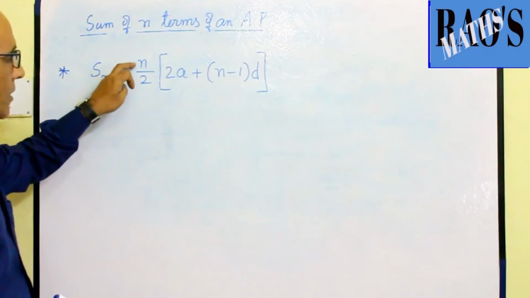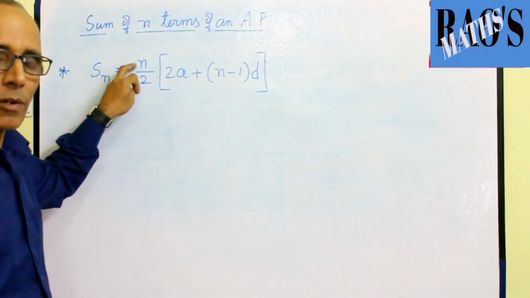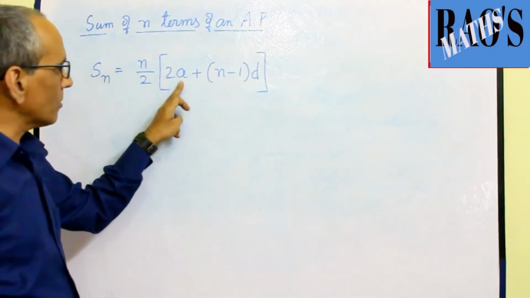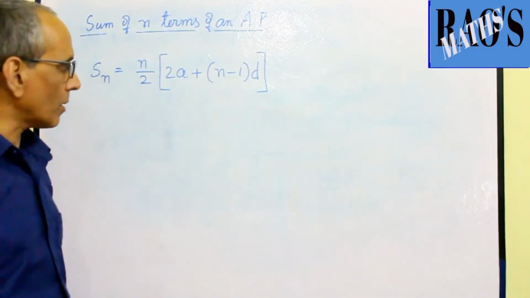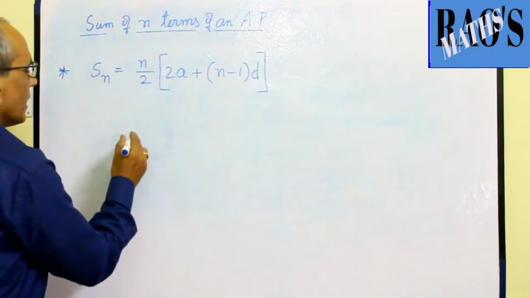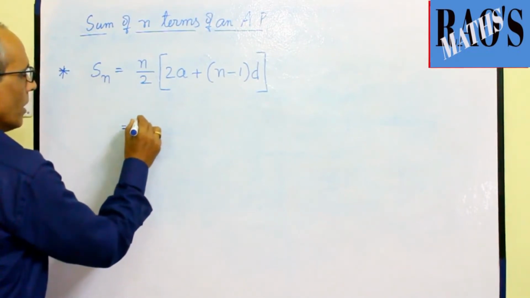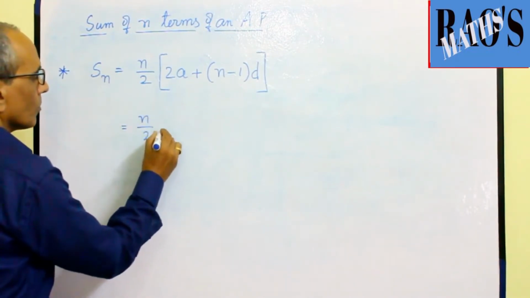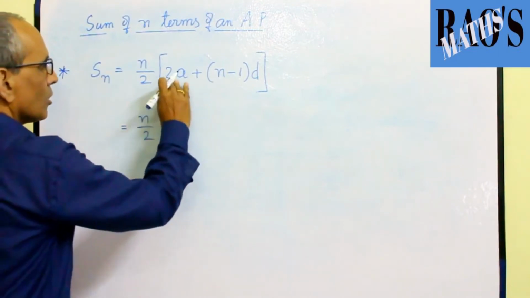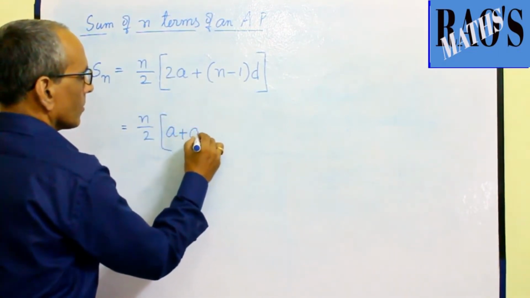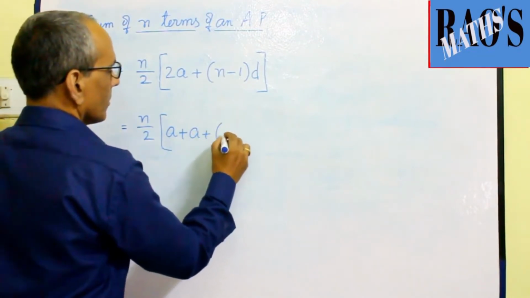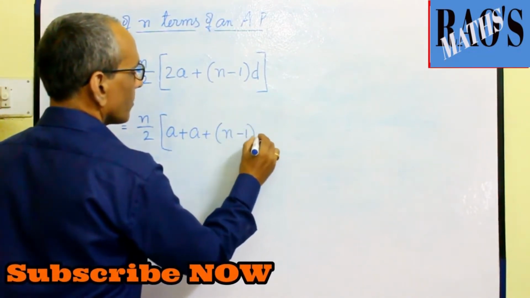If you know the number of terms whose sum we want, and the first term and the common difference, if we have these three, we use this formula. Let me write in detail about this formula. n by 2 of, I split this 2a as a plus a, plus (n minus 1)d.